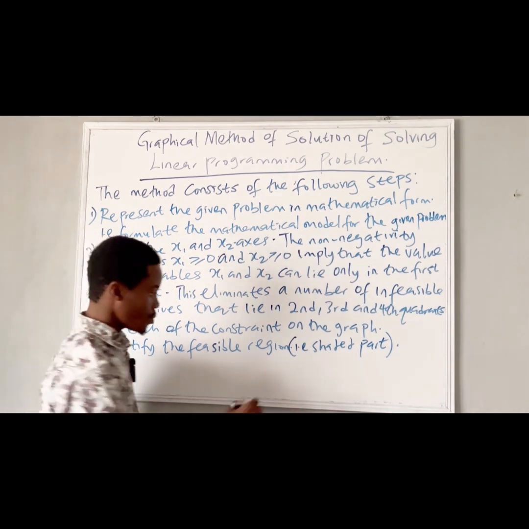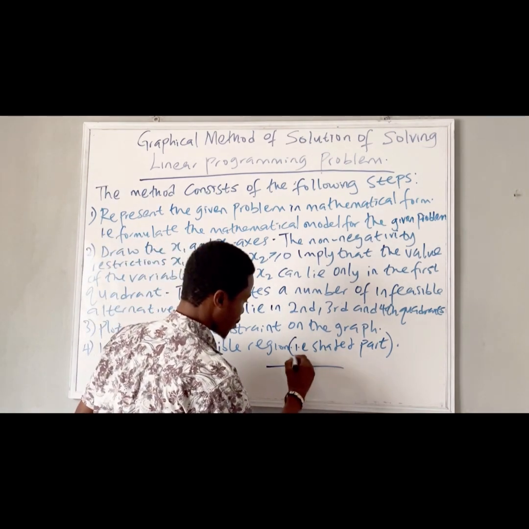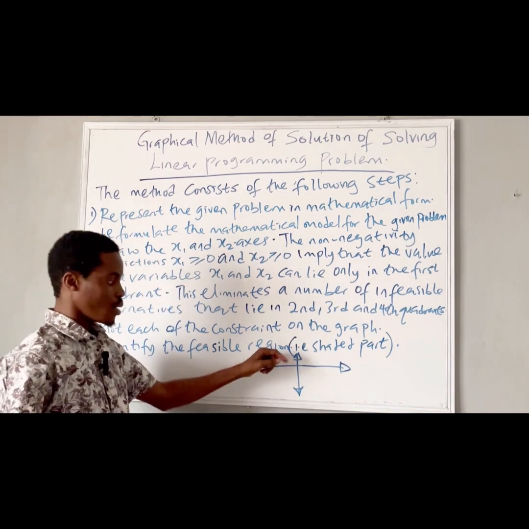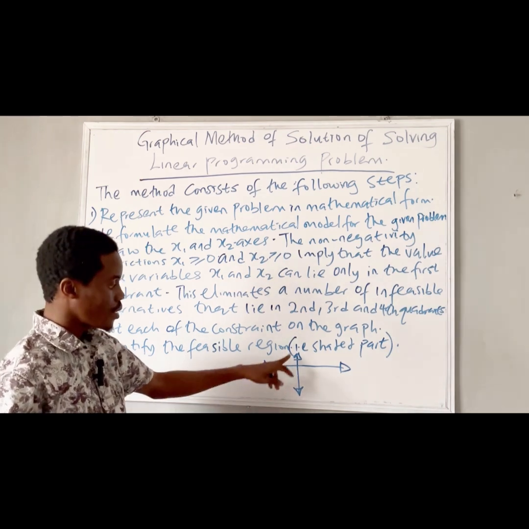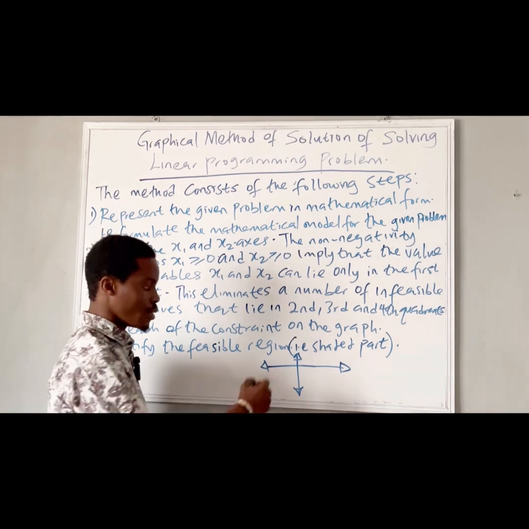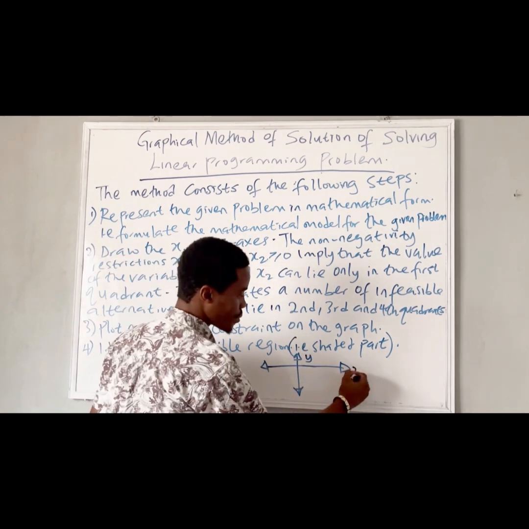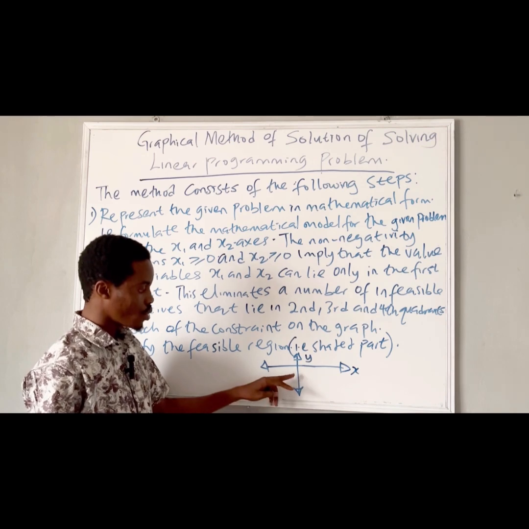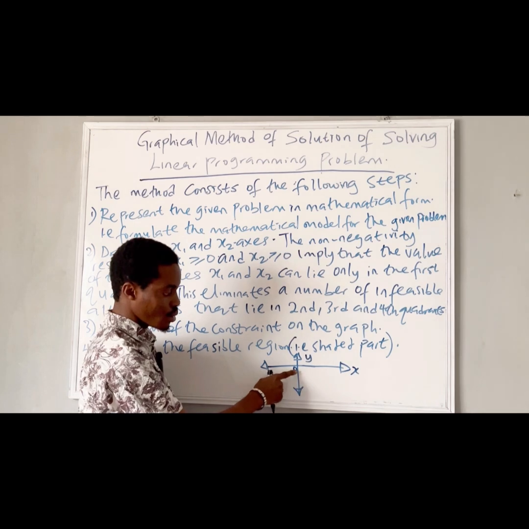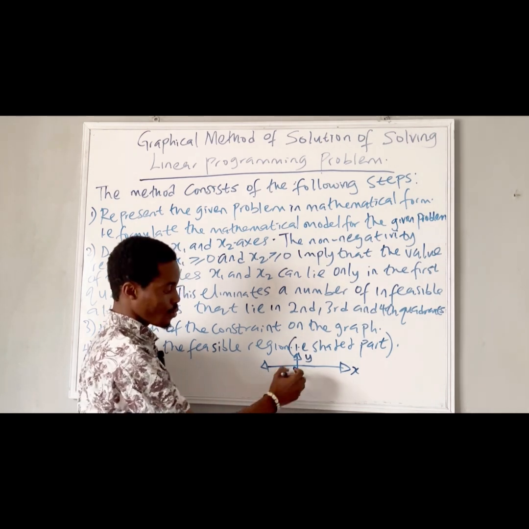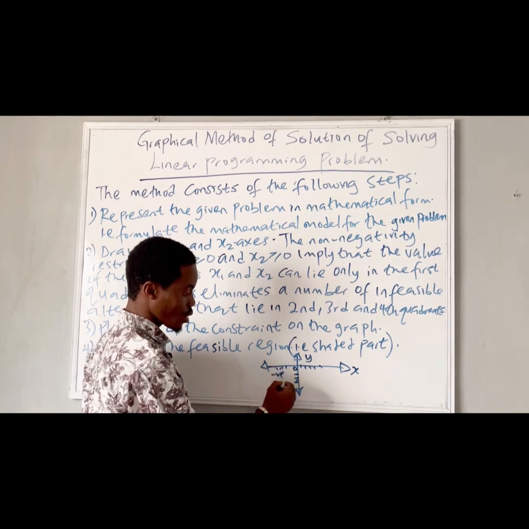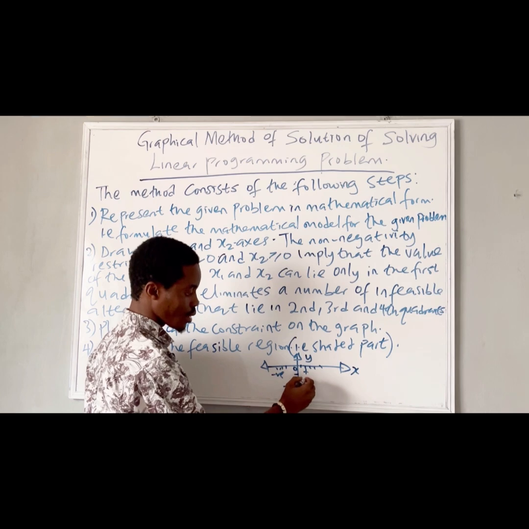If you have a graph like this, remember that in our graph, our x is the x-axis and our y is the y-axis. Our y is the vertical, our x is the horizontal. Where they meet, this region is the origin. From here it is negative, from here it is positive, and here it is negative. We have negative here, and negative here as well, positive here.